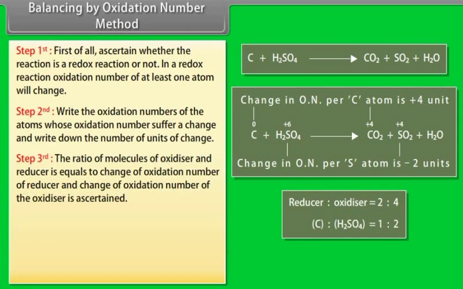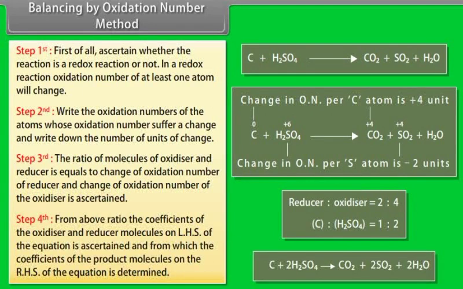Step third. The ratio of molecules of oxidizer and reducer is equal to the change of oxidation number of the reducer and the change of oxidation number of the oxidizer. If the ratio is not a simple one, make it simple. Step fourth. From the above ratio, the coefficient of the oxidizer and reducer molecules on the LHS of the equation is ascertained, and from this the coefficient of the product molecules on the RHS of the equation is determined.